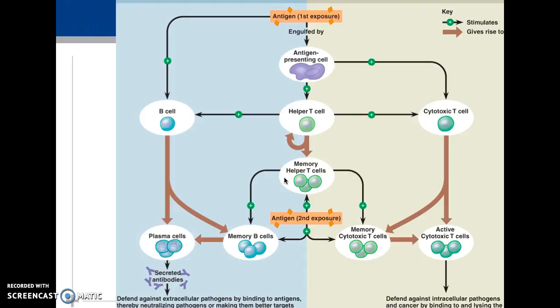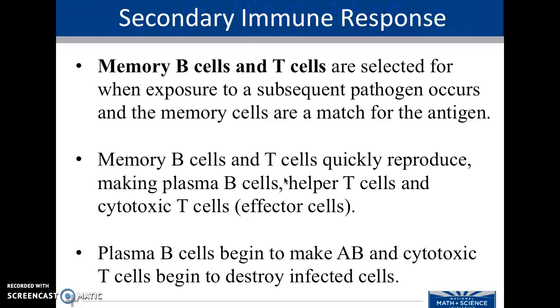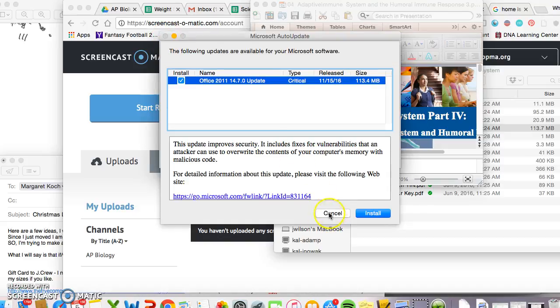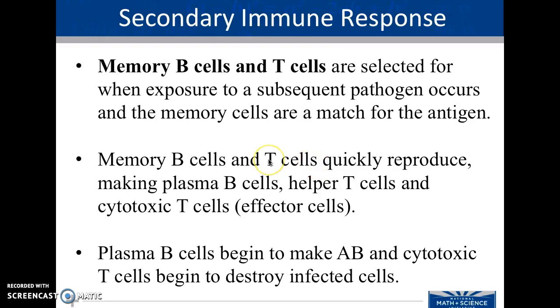And this is kind of a really good summary image of humoral and cell-mediated together. Feel free to pause and look through this. Memory B and T cells are selected for when exposure to subsequent pathogens occur. Basically, the next time I'm exposed to a certain disease, my memory cells are going to quickly reproduce, make more plasma B cells, helper T cells, and cytotoxic T cells to attack whatever pathogen they've already been exposed to before.